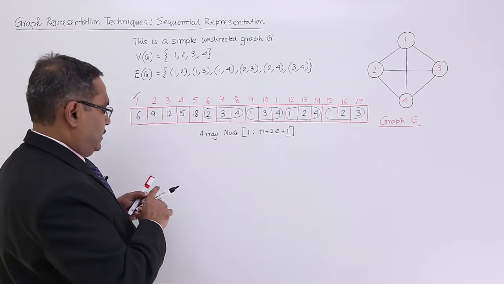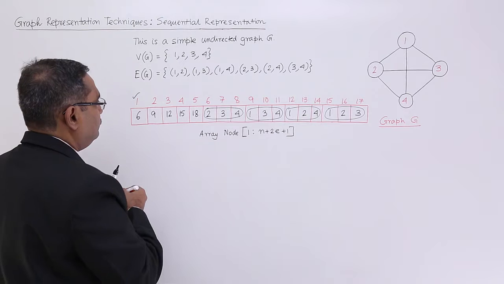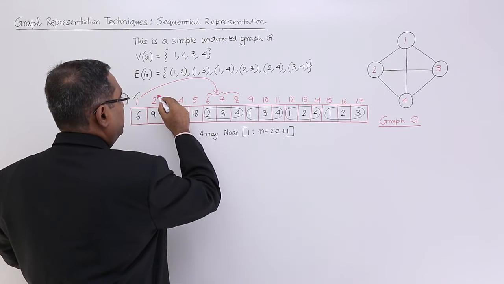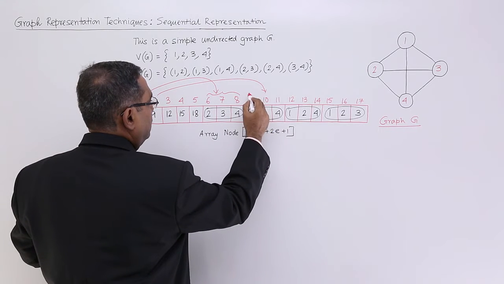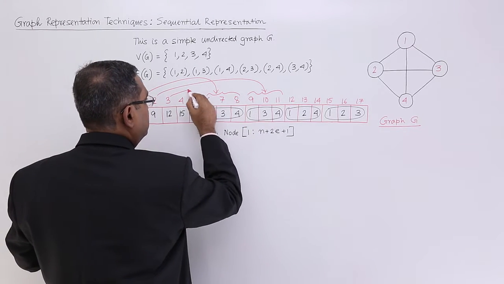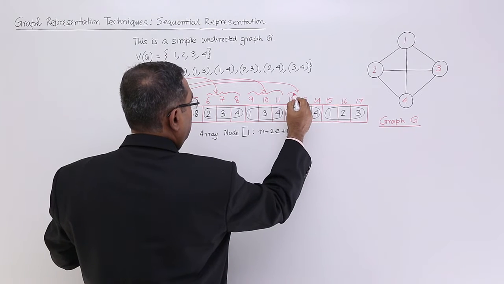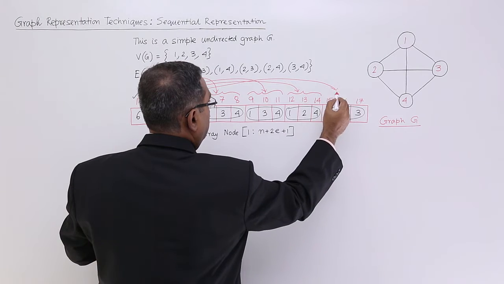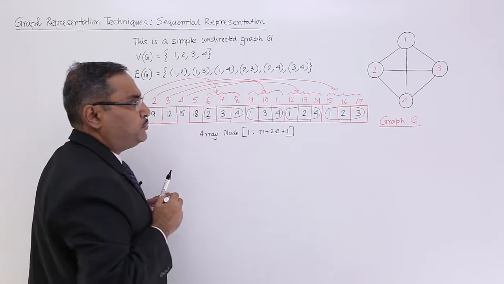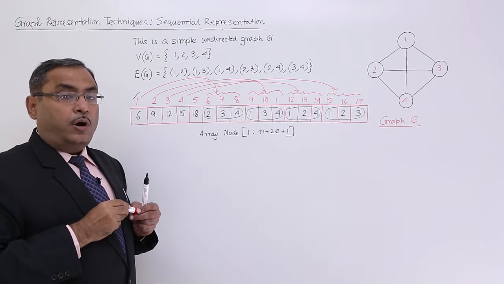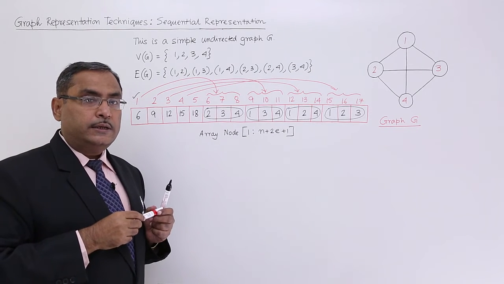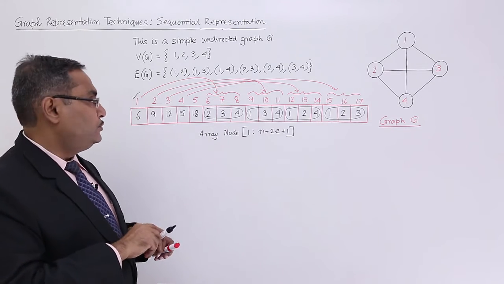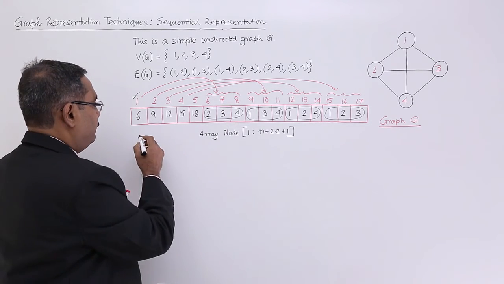That means I can tell it is corresponding to this, this is corresponding to this, and this is corresponding to this, and this is corresponding to this, in this way. Okay, so how many locations will be there in this particular sequential representation, in this particular array? You see, how many nodes are there? 4 nodes.